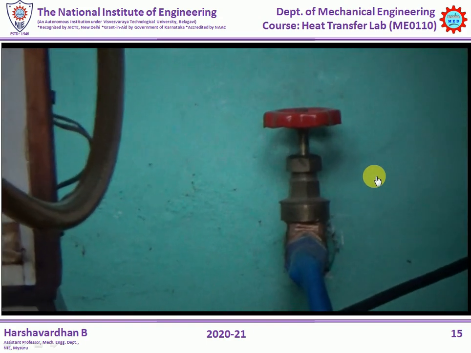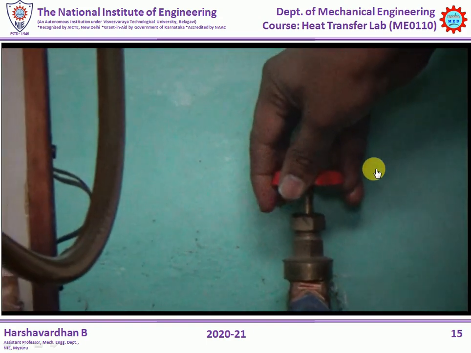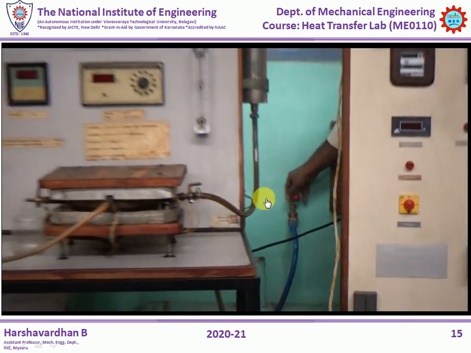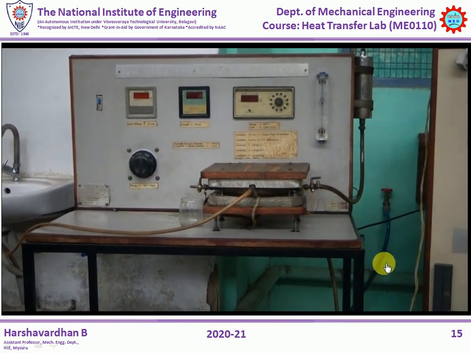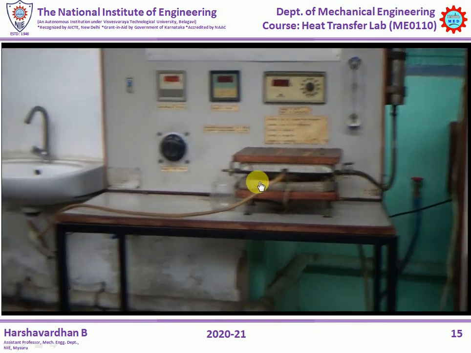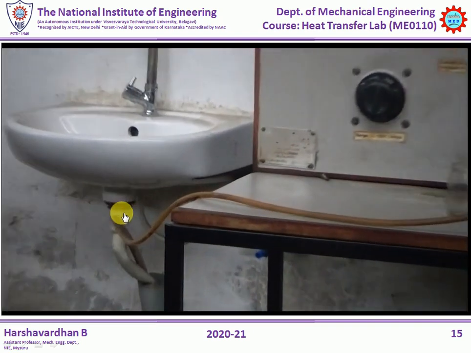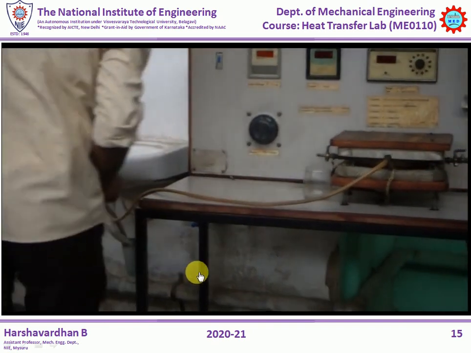Then we need to go for adjusting the water flow rate through the water jacket. So we have to operate this flow control valve, and we have to allow the water to pass through this blue color pipe, and we have to allow the water to enter the water jacket, and through this brown color pipe water is going to leave the water jacket, and it is going to the drain here.